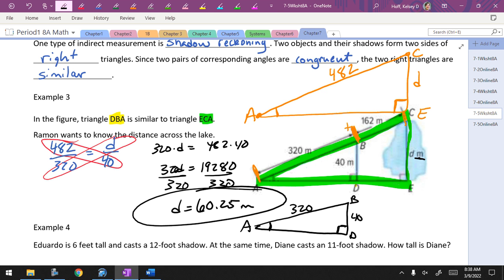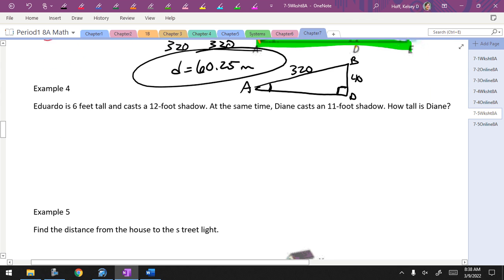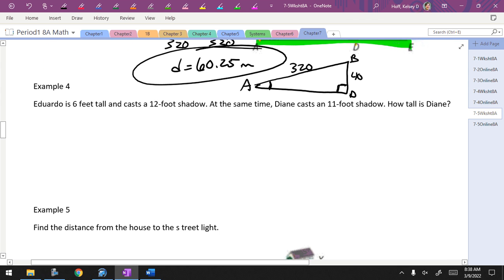Okay. All right, example 4. Here's one that people get frustrated. I can't do this. There's no picture. Eduardo is 6 feet tall and casts a 12-foot shadow. You ready? Here's Miss Hoff's art skills. We've already heard her terrible choir skills this morning. So here's her art skills. There stands Eduardo.